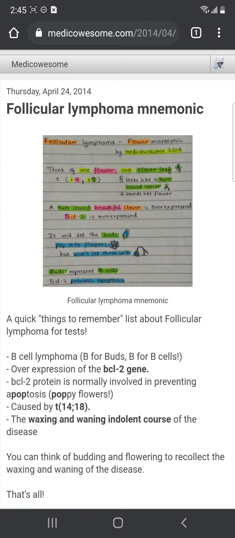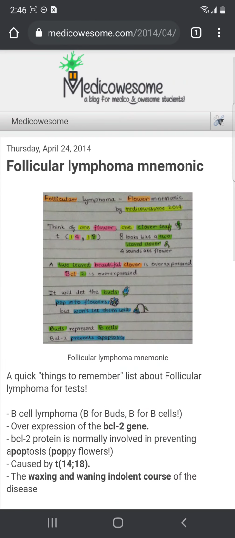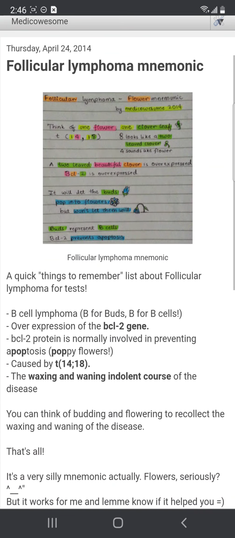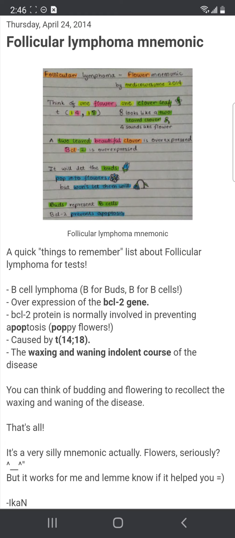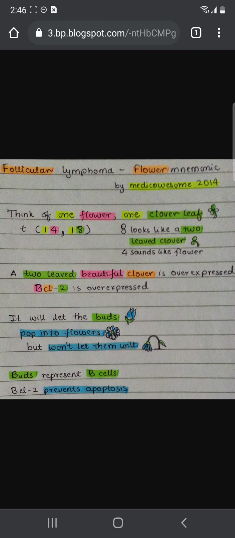Hi everyone, today I'm going to discuss follicular lymphoma. So, this is from the Medical Awesome website. This is a mnemonic that I made a long time ago. But basically, it is caused by an overexpression of BCL2. Now, the BCL2 gene is involved in preventing cell death, or preventing apoptosis. So if it's overexpressed, the cells don't die, and it is caused by a translocation of 14 and 18.